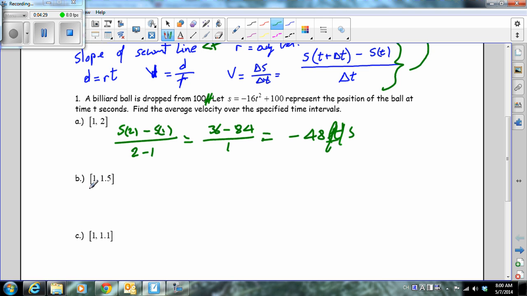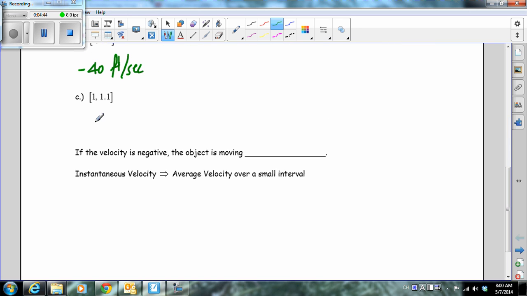You will do the same thing for B and C. I think it's going to be a waste of time for me to go over this. But at the end, your answer for B will be negative 40 feet per second. And your answer for C will be negative 33 feet per second. If the velocity is negative, the object is just moving down. That doesn't mean that the speed is actually negative.